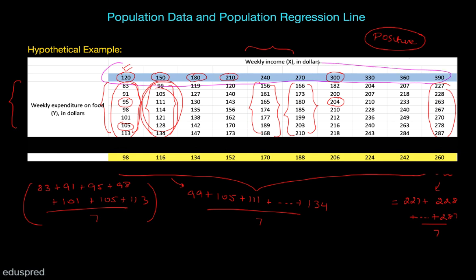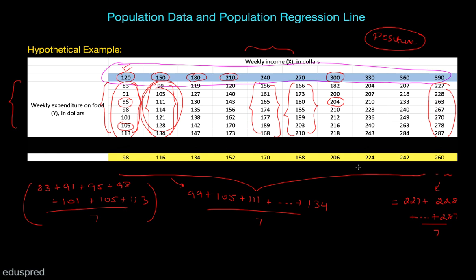So only focus on the line that is in blue color, which has the X values, that is the different weekly income values, and only focus on the line which is in the yellow color. So if you ignore the other data that is over there and only focus on the blue line and the yellow line, then the blue line is showing you the different values of the weekly income and the yellow line is showing you the average weekly expenditure on food for that particular income level.